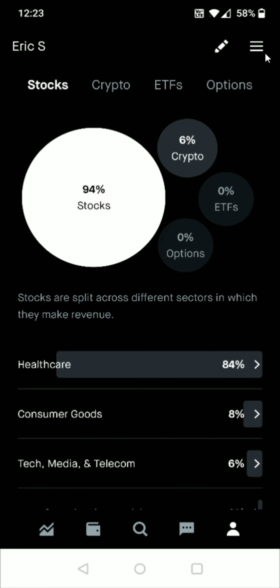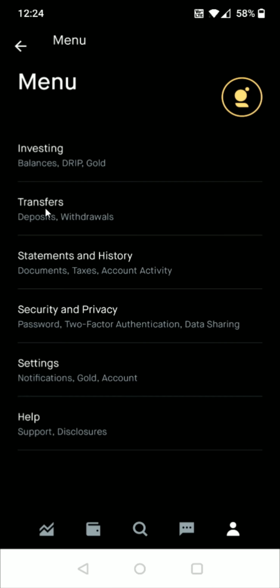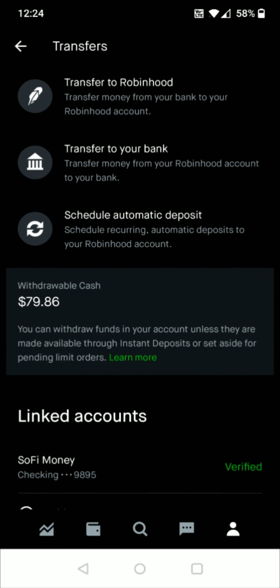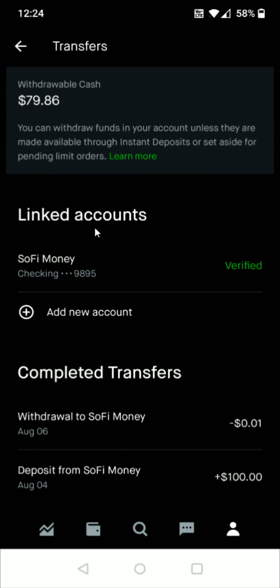And then on your profile page, you want to click on these three horizontal lines in the upper right-hand corner. And in the menu, we have the option here for transfers, deposits, and withdrawals. This is the area where we can link up our bank account, so we're going to click on that. That takes us over to the transfers area. If we scroll down, we can see linked accounts. And this is going to be the area where you can link up your bank account.